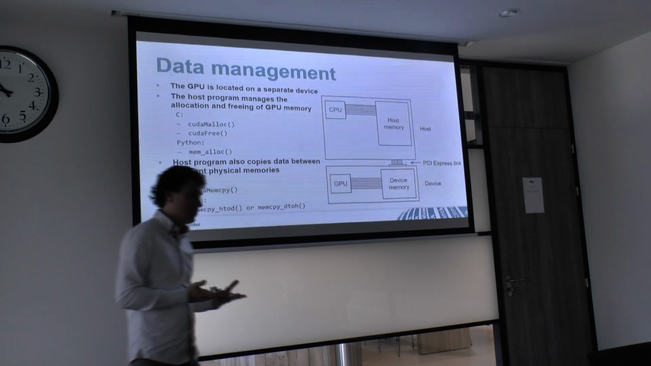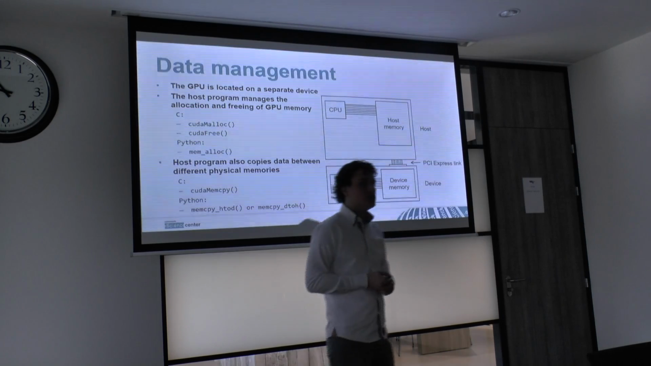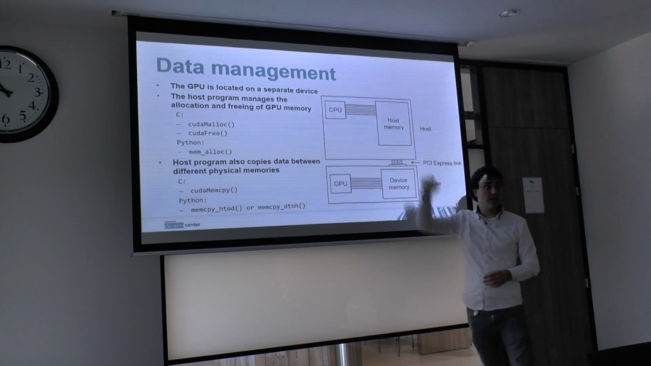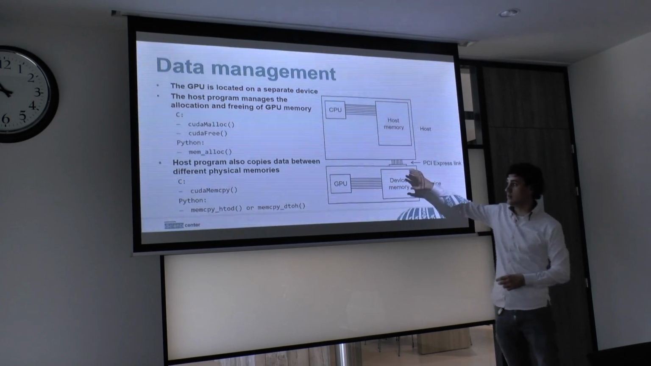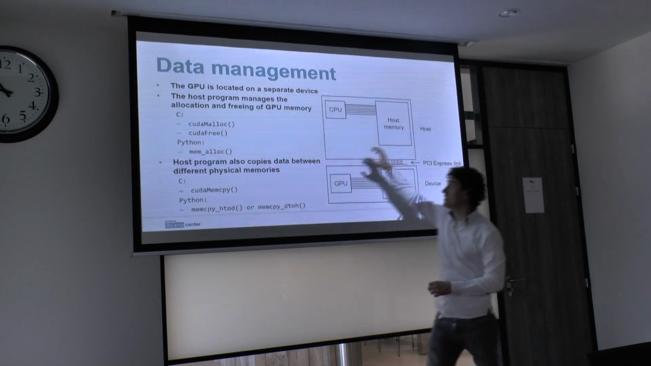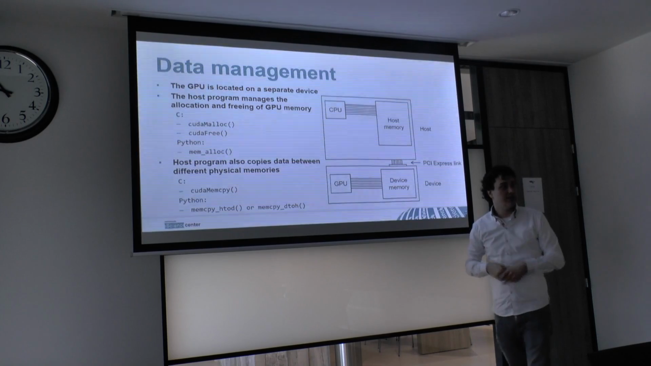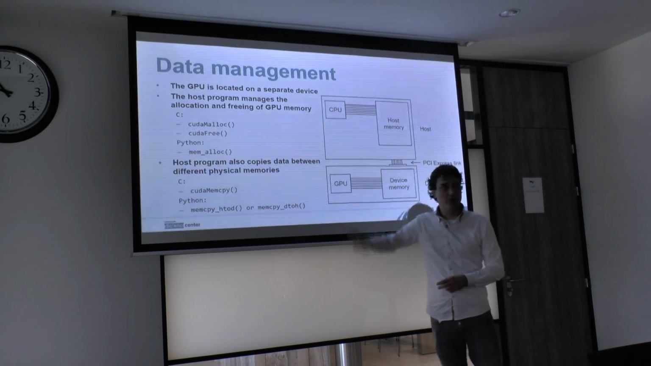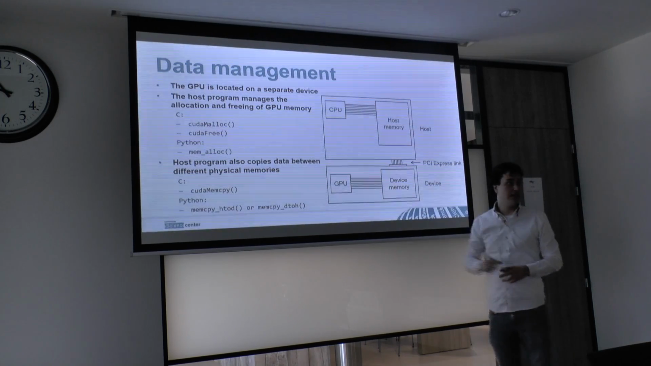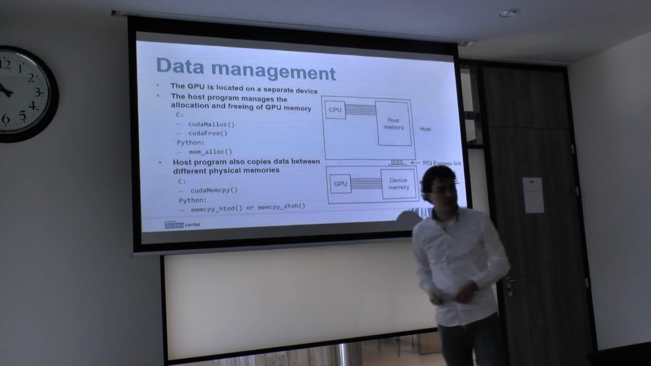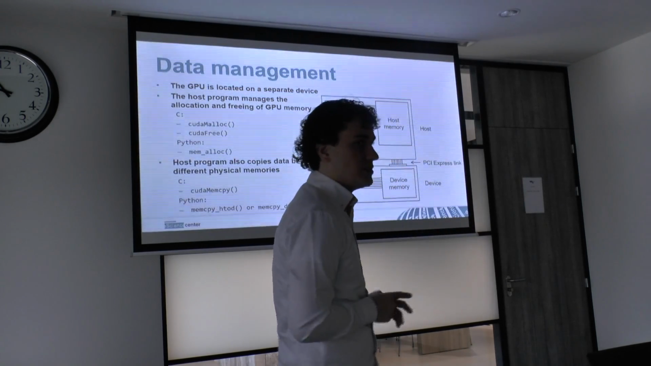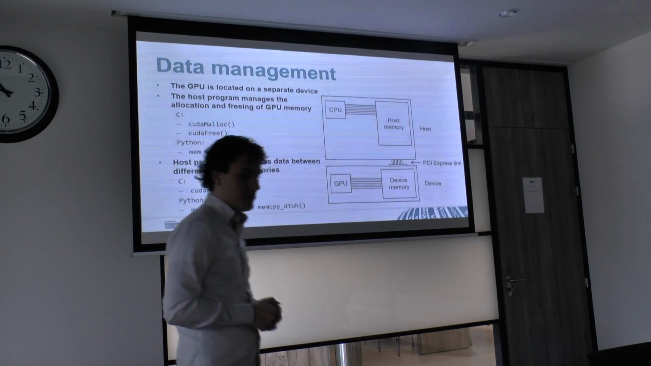Now on the host you can also copy the data. What it usually means is that you read in some input data from disk, and it will end up in your host memory. Then you will allocate some space in GPU memory, and then you will do a memory copy. So you copy the data from the host memory to the device memory. Then you will start the operation on the GPU, and when it's finished, you can copy the data back to your host memory and store it to disk again, or show it on the screen or something. That's basically the structure of a simple application.